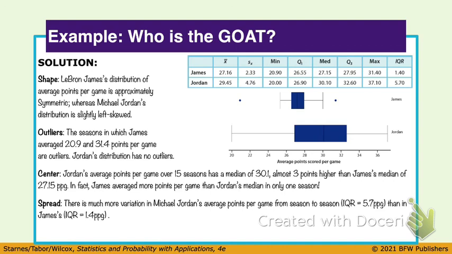And then obviously the spread. The spread's pretty clear. Michael Jordan's spread is much higher than LeBron James's spread. So who do you guys think is the real greatest of all time between these two guys? Jordan. It would appear that Michael Jordan might have outscored LeBron James.